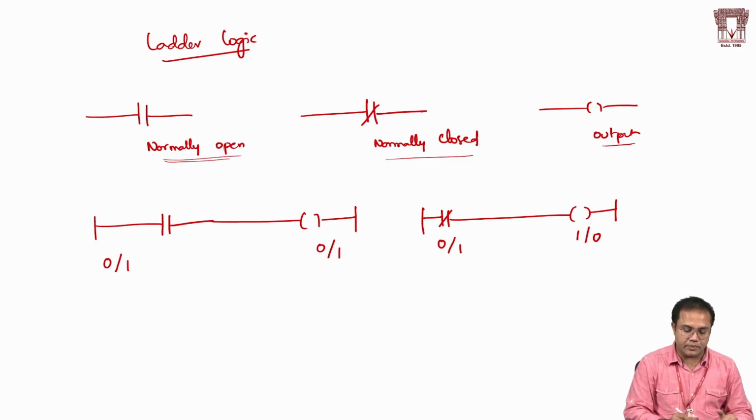So once again, understanding this property is very, very important for one to build a logic, because in the next step we will be doing some switching applications. For all switching applications we will make use of these NO, NC and output instructions only. So this understanding is very, very important for ladder logic development, right?